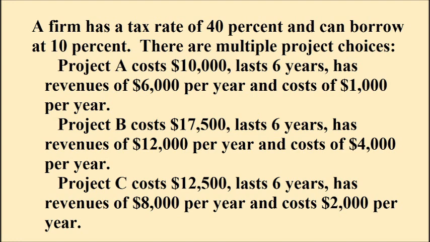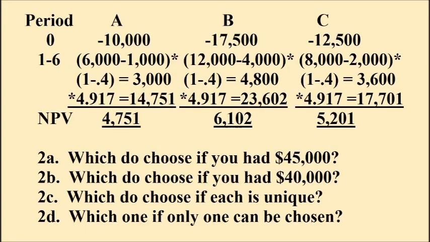We have 3 projects. One costs $10,000, lasts 6 years, produces revenues of $8,000, costs of $1,000. Project B costs $17,500, again 6 years. Revenues are $12,000, has costs of $4,000. And we have Project C, which costs $12,500, again 6 years. Revenues of $8,000 and costs $2,000 per each of those 6 years. By the way, notice I made all of these 6 years to make this one simpler. We'll look at that also.